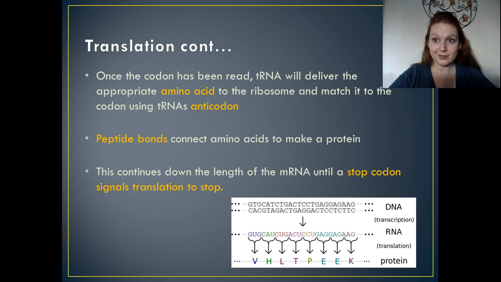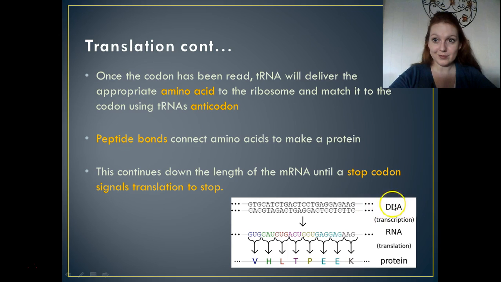So once the codon has been read, this is where we get tRNA. I like to think of this as transfer RNA, so it's going to transfer the appropriate amino acid to the ribosome and match it to the codon using the tRNA's anticodon. All this means is that this is the opposite form using the base pairs to the codon. So those amino acids get brought to the ribosome. This is where peptide bonds are going to connect the amino acids to start making that protein. And this happens all the way down the mRNA until we have what's called a stop codon, which actually physically signals the translation to stop.